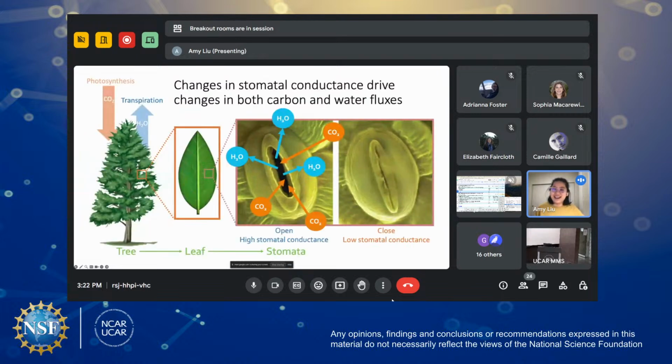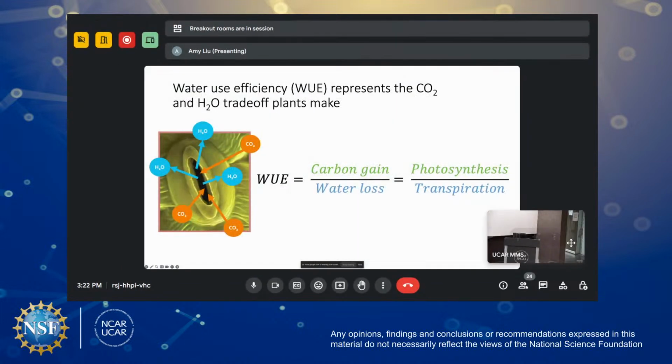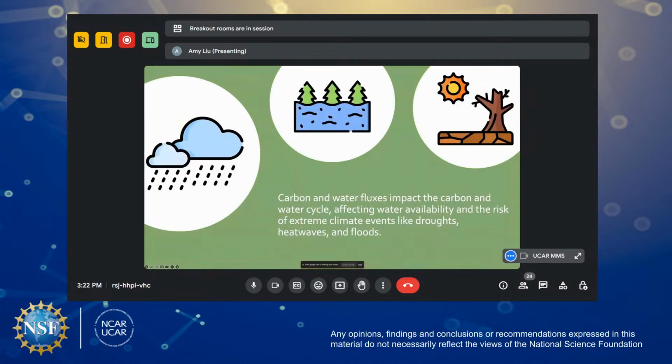Sorry, technical difficulties on this end. So, the carbon gain over water loss that plants make is closely linked to stomatal conductance, which is the estimated rate of gas exchange based on stomatal aperture. Stomatal conductance is important to both plant processes like photosynthesis and transpiration, since it modulates that gas exchange, and thus can drive changes in both carbon and water fluxes. These changes in fluxes can lead to impacts on the carbon-water cycle and thus climate. So these are important to both Earth's ecosystems and human populations.